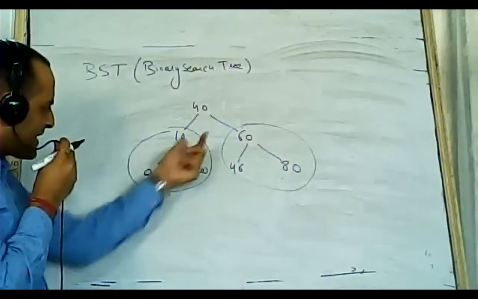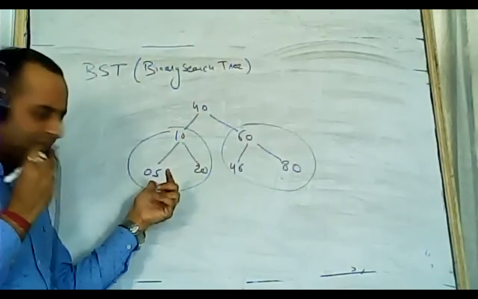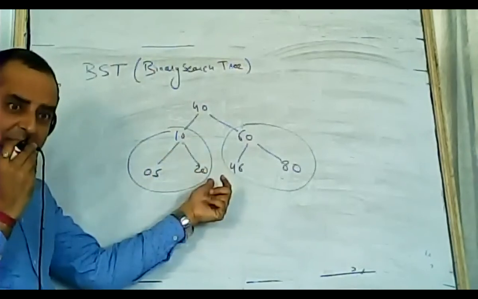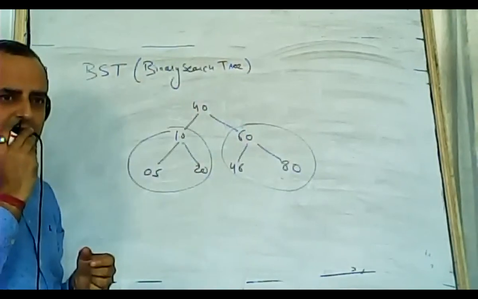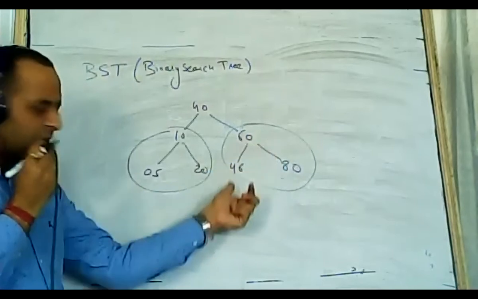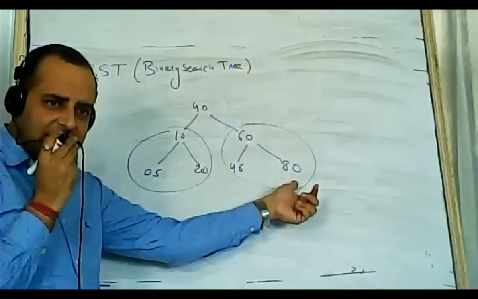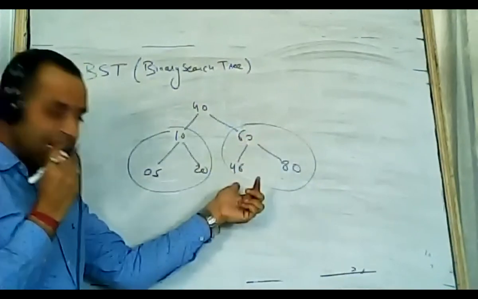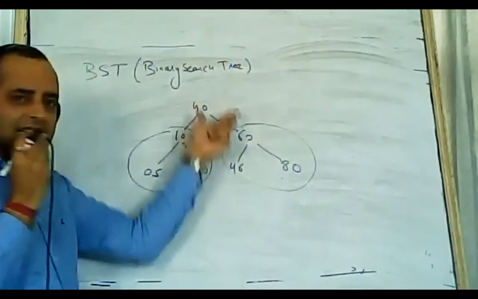It is again a tree, 10, 5, 20. All the elements to the left of 10 will be less than 10. All the elements to the right will be greater than 10, but less than 40. Similarly, on the right, all the elements to the left of 60 will be less than 60. All the elements to the right of 60 will be greater than 60. But the elements which are less than 60 will be greater than 40.